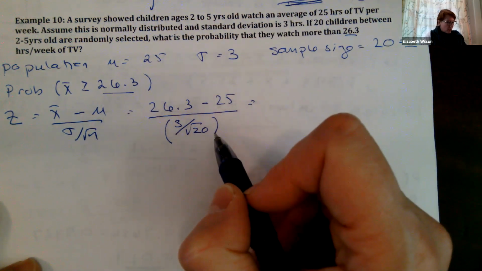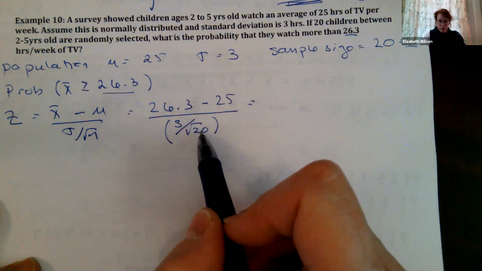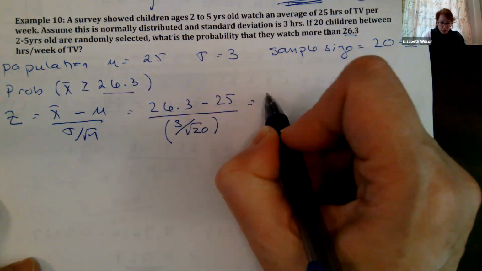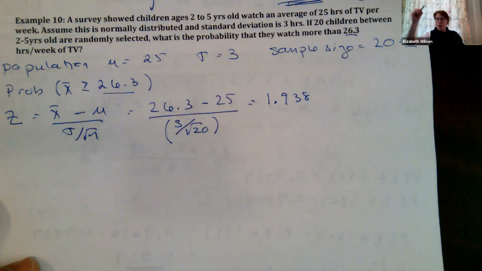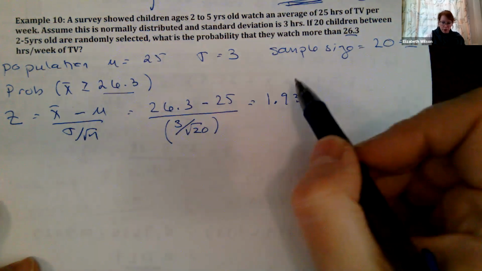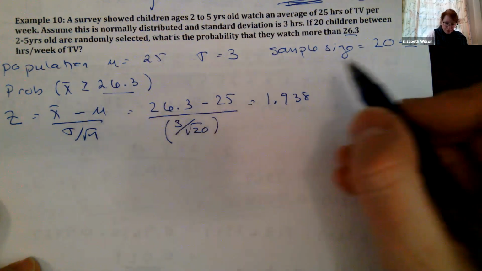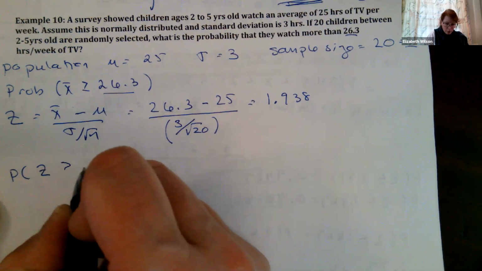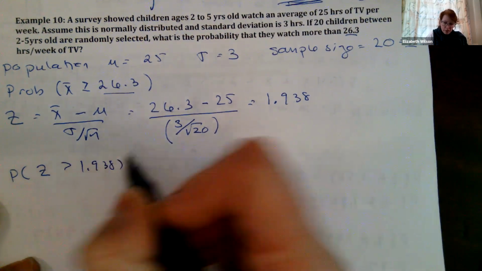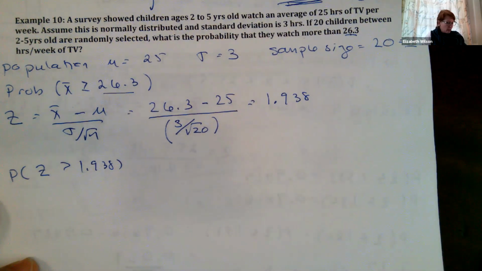All right, so when I calculate this out, 26.3 minus 25 divided by 3 over radical 20, I get a z value of 1.938. This is the z value that I use to look up in my table. I go to 1.9 and look up the 3, and I'm going to make an approximation for this value, maybe going up to 1.94. So this is the probability that z is greater than 1.938. They said they watch more than 26.3, so I'm looking at 1.938.